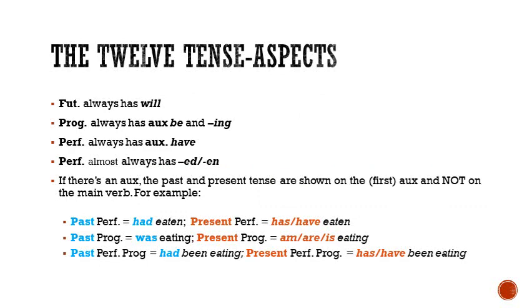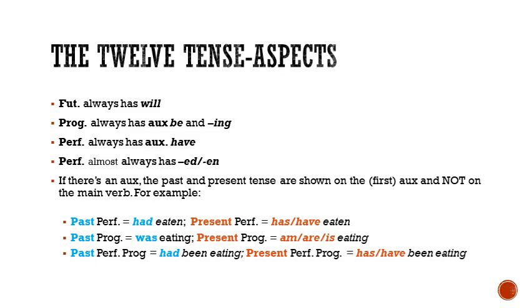Now, to summarize what I just said and add a little more, actually, systematic things that we see in the charts are that there's always going to be will with the future tense, no matter what the aspect. So future simple, future progressive, future perfect, and future perfect progressive all have will in them. The progressive will always have auxiliary be in some form, whether it's is or be or am, and ing to form our present participle form of the verb.